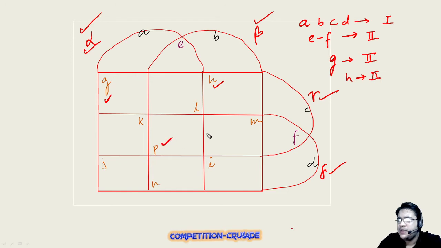Now what about this P? If I ask you, what about this P, I'm just interpreting these variables into regions.